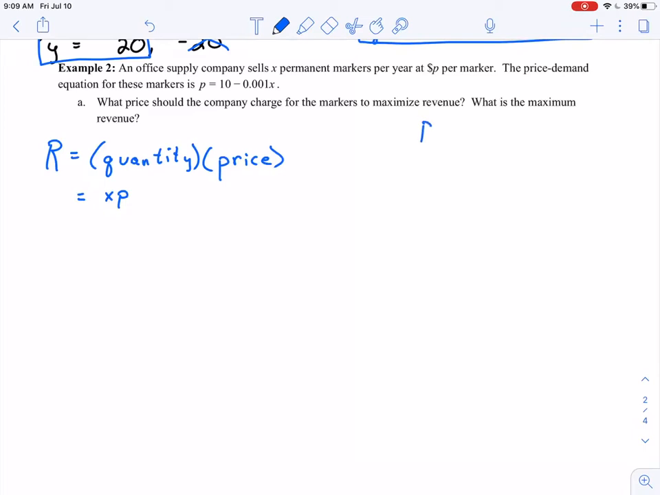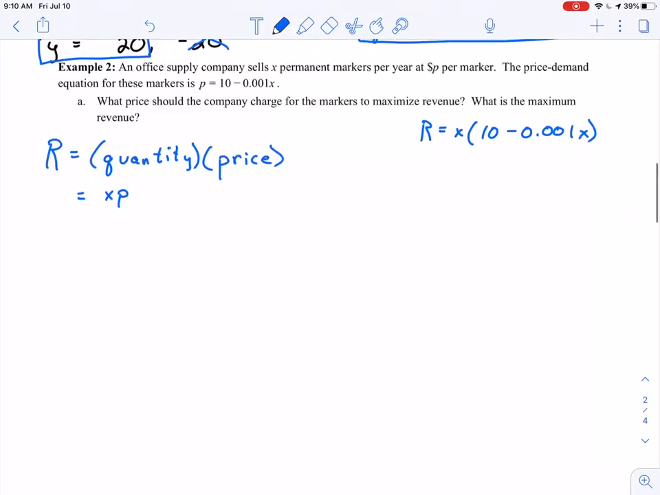So if I want to find my revenue function, let's go over here to do that. My revenue function is equal to X times P. What is P? That's 10 minus 0.001x. So here's my revenue function. Of course, I can simplify that a little bit. This is R equals 10x minus 0.001x squared.